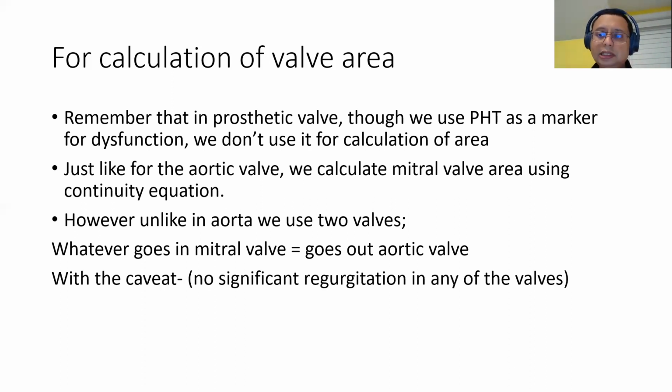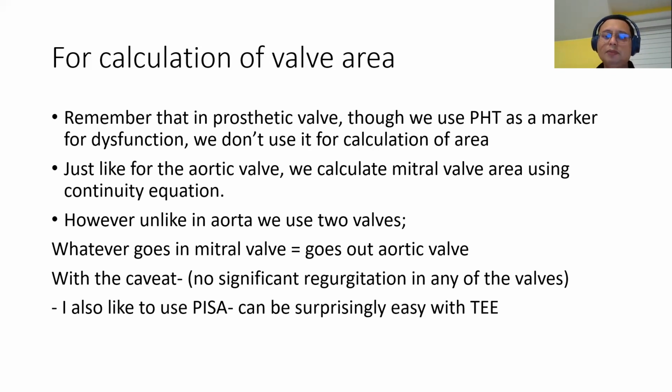The problem with this approach is if any of the valves have more than mild regurgitation, so if let's say you have more than mild aortic regurgitation or more than mild mitral regurgitation, you cannot use this equation. Okay, so in that situation, the only other way to calculate mitral valve area is to use PISA. Remember that we use PISA for our mitral regurgitation. If you use transesophageal echocardiogram, we can actually also do PISA for mitral stenosis. If you do PISA, then it's okay. It doesn't matter if there is concomitant mitral regurgitation.